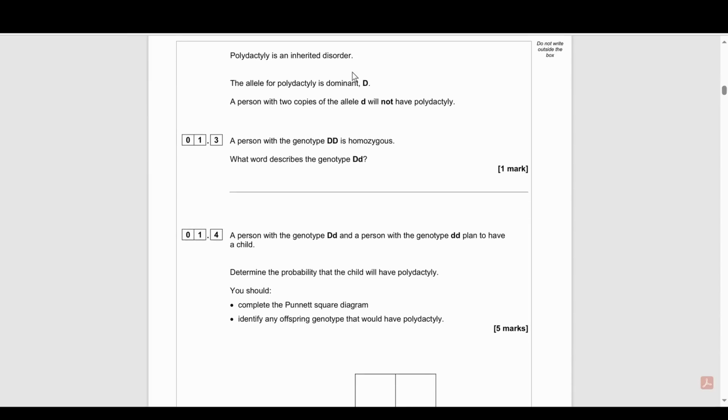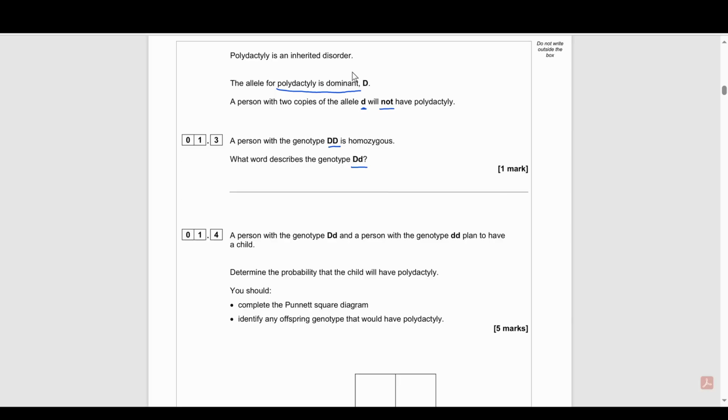Polydactyly is an inherited disorder. The allele for polydactyly is dominant, capital D. A person with 2 copies of the allele, lowercase d, will not have polydactyly. A person with the genotype capital D capital D is homozygous. What word describes the genotype capital D, lowercase d?